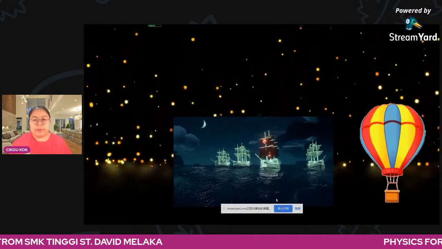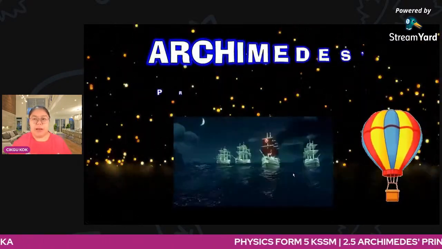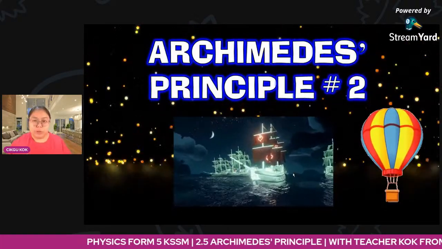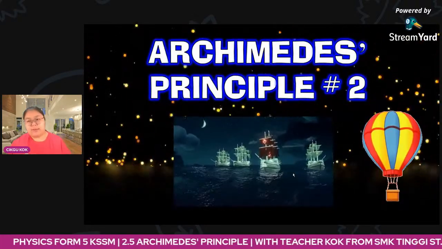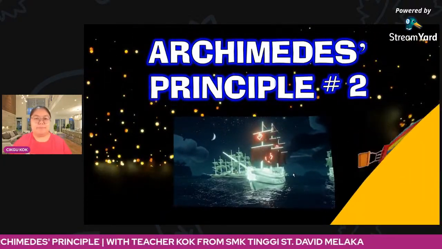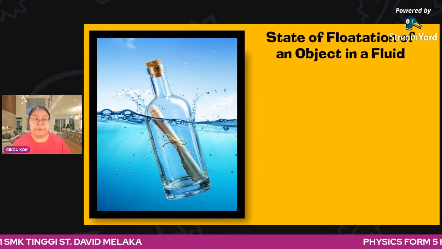So the topic I just showed here is Archimedes' principle. Hopefully you know how to spell this word; after the S there's an apostrophe. Then we go through what this is. First, you can see the diagram. The diagram shows a bottle that is floating.